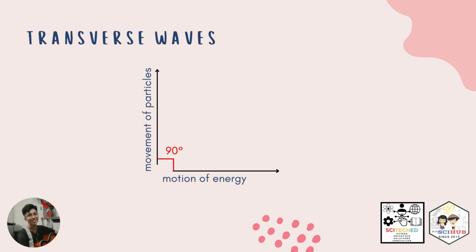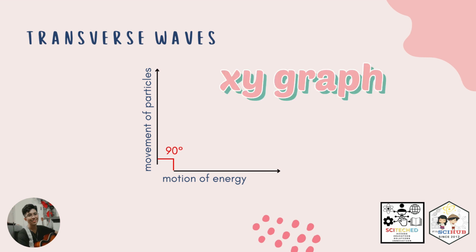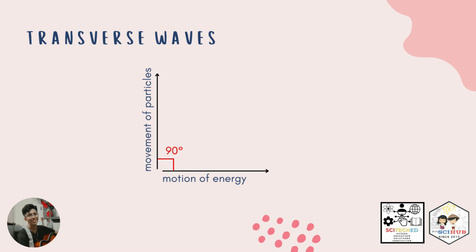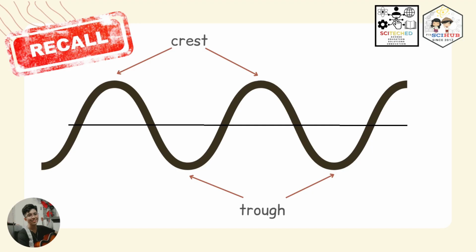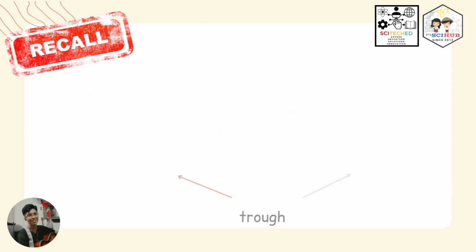Class, I want you to take a look at this graph. This is called an XY graph. We have an x-axis and a y-axis because we will use this later. Alright? This is a familiar figure, right? We have here the simplest representation of a wave. Just to recall, these are the crests, these are the troughs, these are the amplitudes and wavelengths.